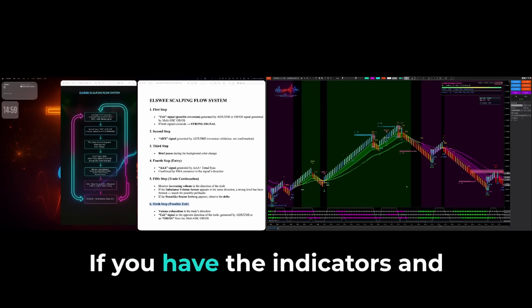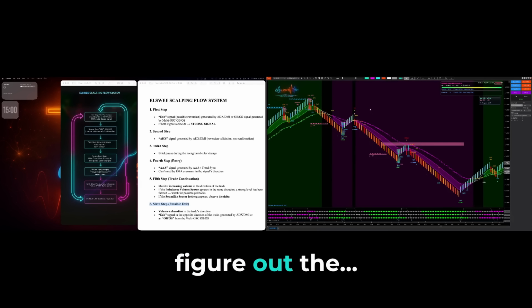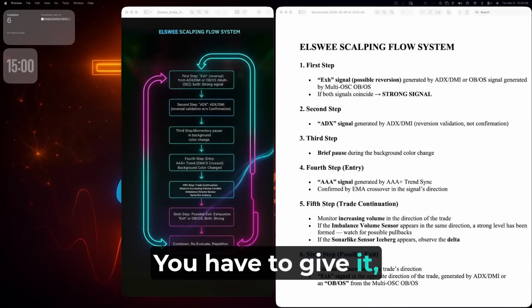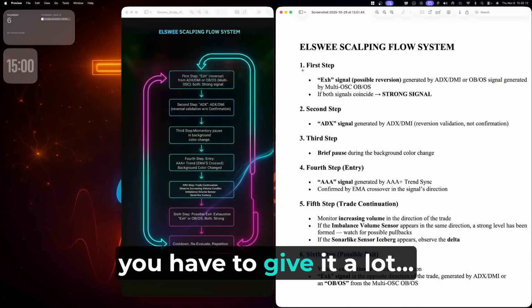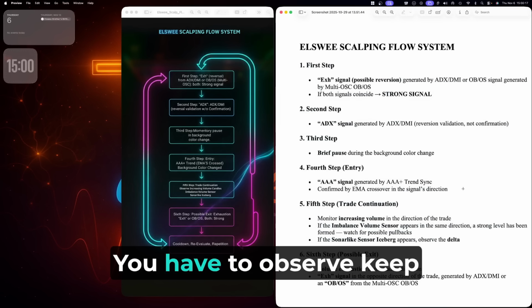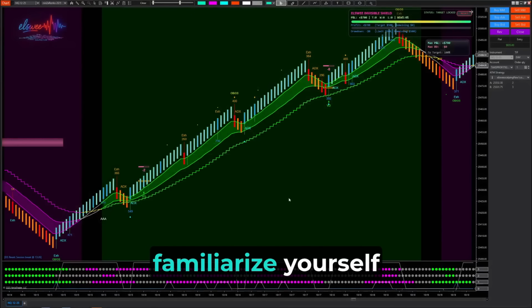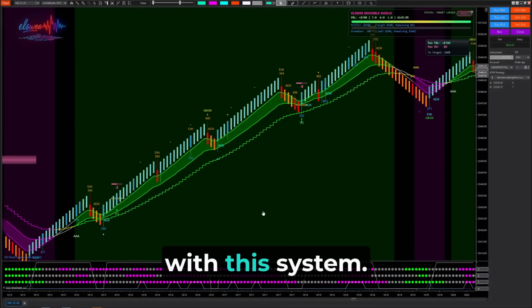If you have the indicators and haven't been able to figure it out, you have to give it a little time. You have to observe, keep watching the behavior on the chart itself to learn to familiarize yourself with this system.